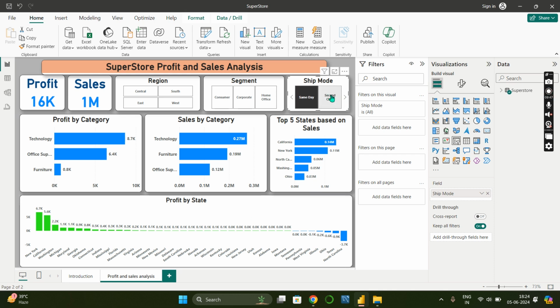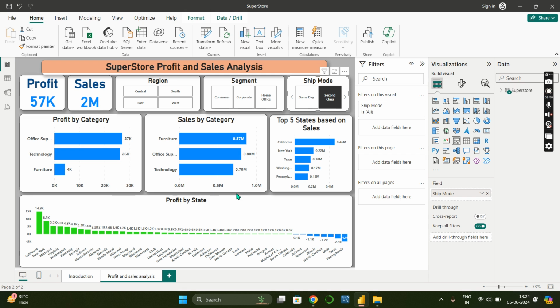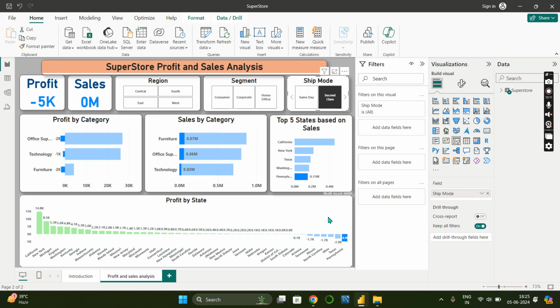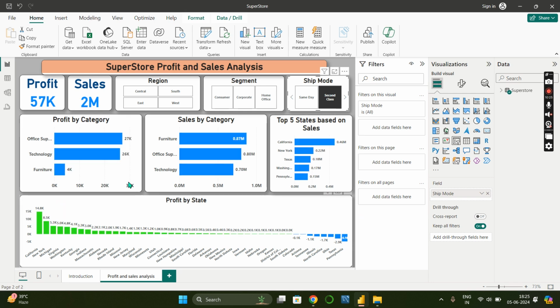If we look at the second class shipping mode, the scenario is more or less the same, but there are very few states showing loss compared to other scenarios. Hardly 6 states are contributing to the loss. The largest one is Pennsylvania, where there is a loss in all three categories: office supplies, technology, and furniture. And the highest contributor in second class is California.